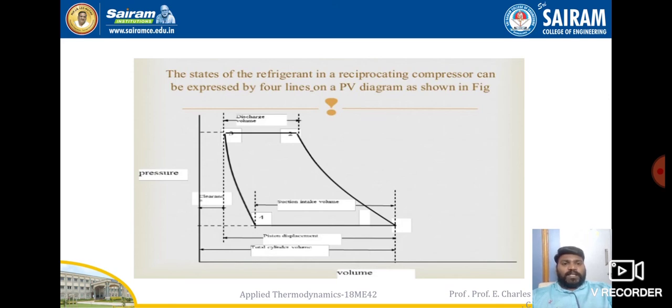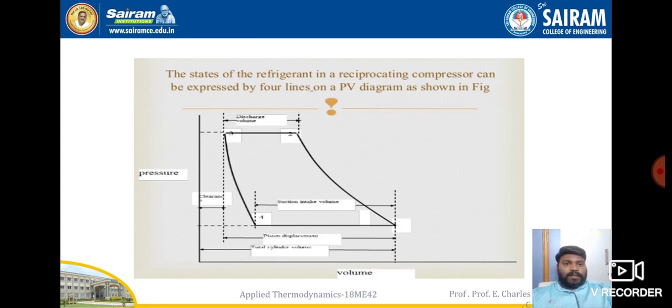So there will be a clearance volume. The clearance volume is provided at the top of the piston, when the piston is at the top dead center. Why is the clearance volume given in any cylinder? To avoid the breakage of the inlet and exhaust valves, and so that smooth functioning of the piston movement will be there.